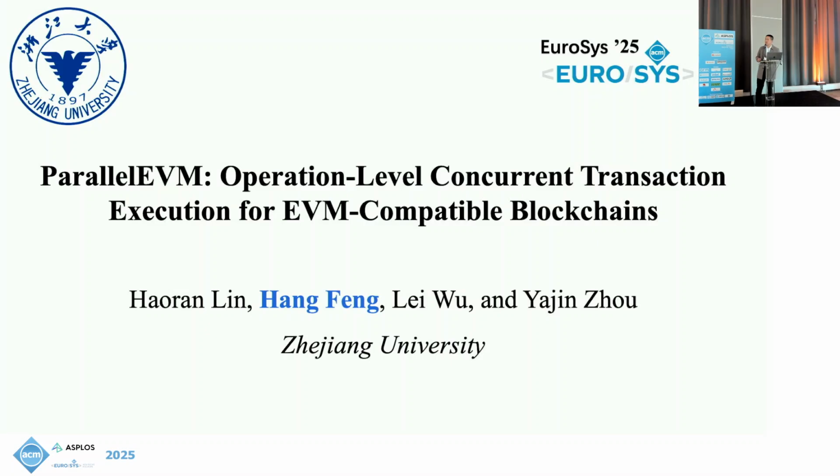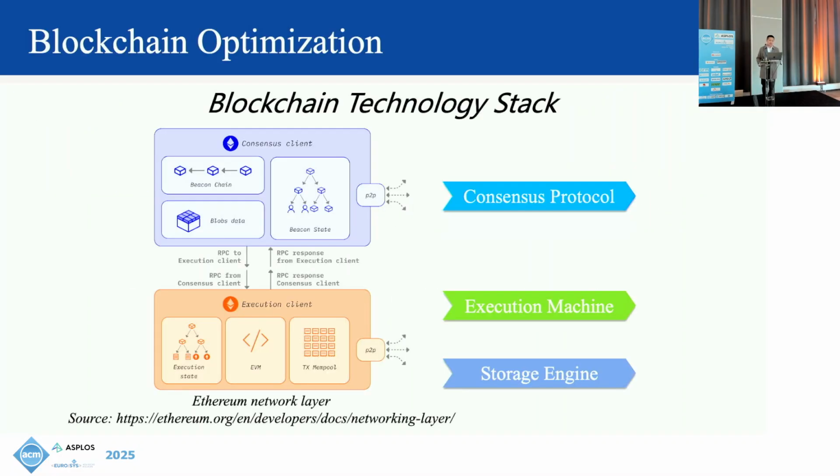Operation level concurrent transaction execution for EVM-compatible blockchains. So before we start, let's take a look at the overall blockchain technology stack. A blockchain system is typically composed of two components, the consensus layer and the execution layer.